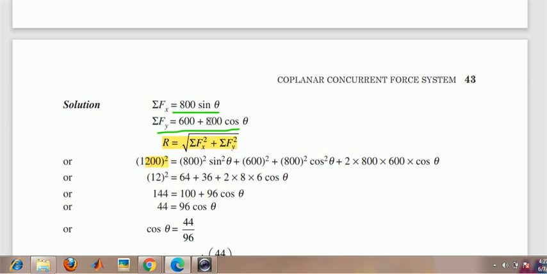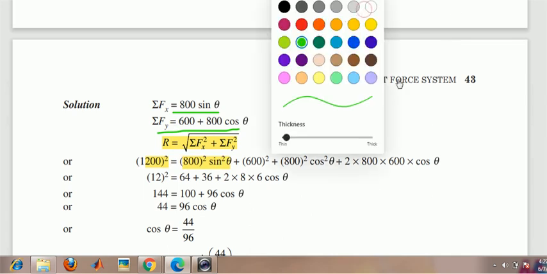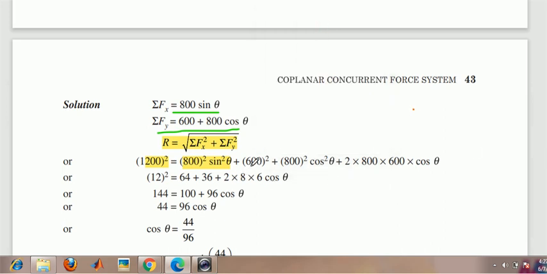1200 is known and you are just squaring on both sides. So in order to remove this square root, you have to square on both sides. So therefore fx square plus fy square. So fx square is nothing but 800 square sin square theta, and fy you just consider this as a plus b whole square, and you just apply that formula, a square plus 2ab plus b square.